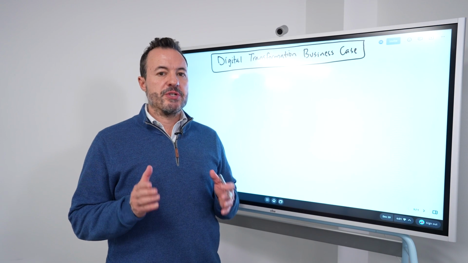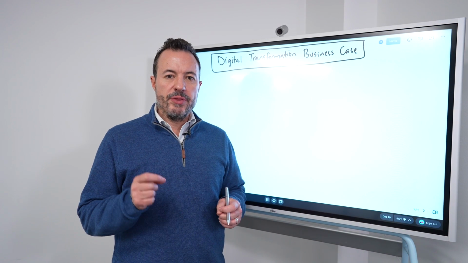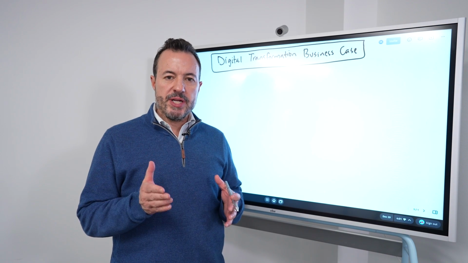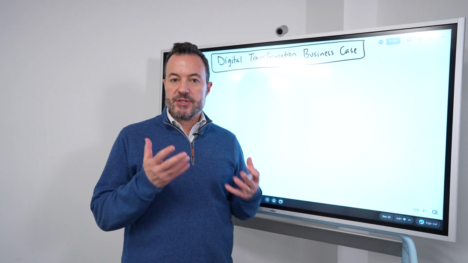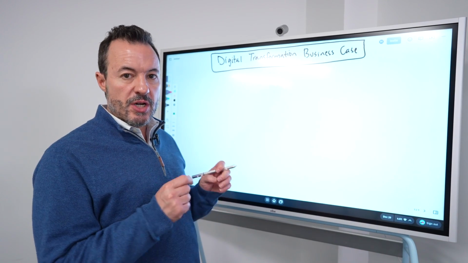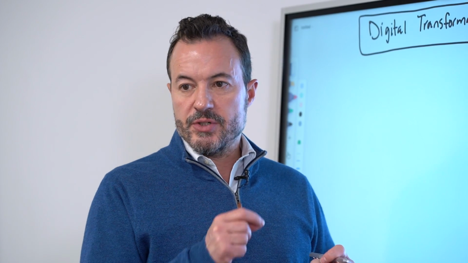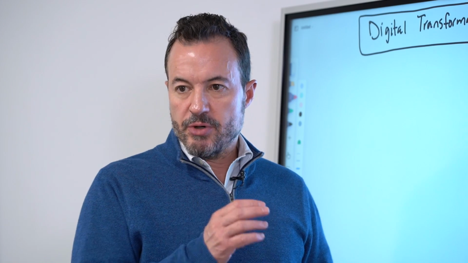Now, there are several different dimensions of a business case. The one that most organizations tend to hone in on and understand the best is the cost side of the equation. So that's where we're going to start. We're going to talk about first how to create the total cost of ownership as part of our business case.